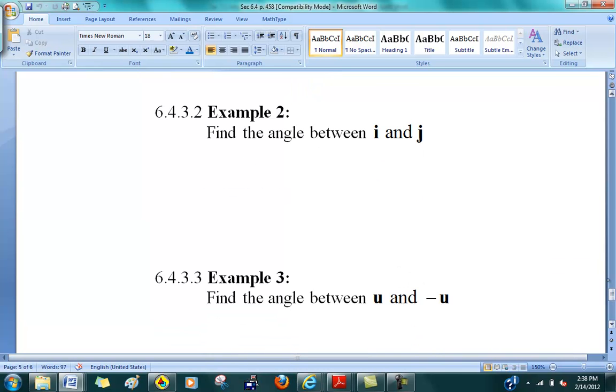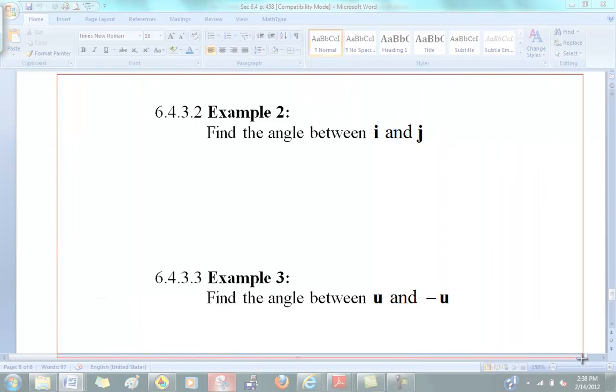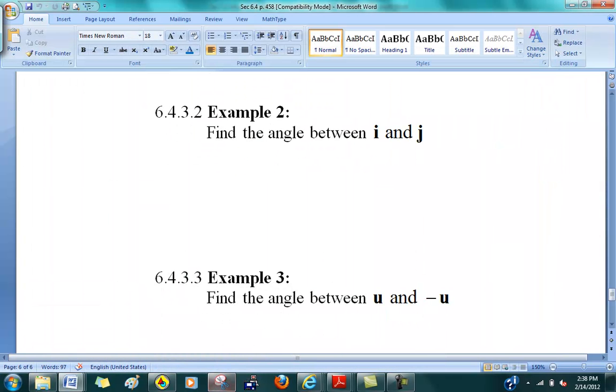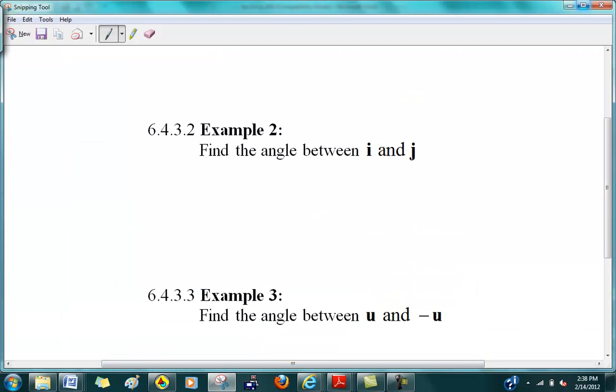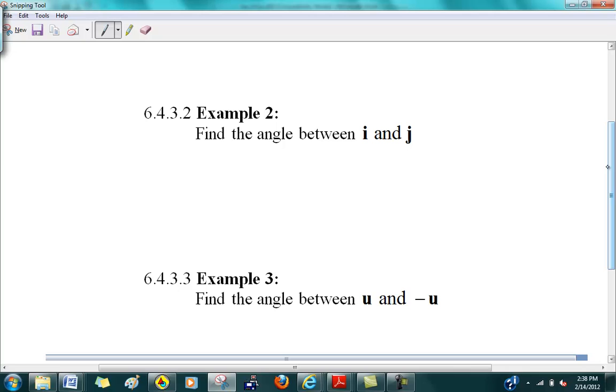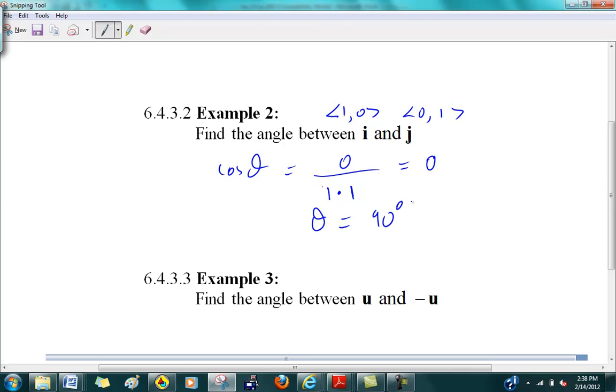Find the angle between i and j, and we've kind of done this before, but we'll do it in a different way. We're going to do it based on the formula for the angle between two vectors. So remember, i is going to be equal to 1, 0, j is 0, 1. The angle is given by cosine theta is equal to u dot v, which is 0, over the magnitude of i, which is 1, times the magnitude of j, which is 1. So that's cosine theta equals 0, and you should know that theta is equal to 90 degrees in this case.